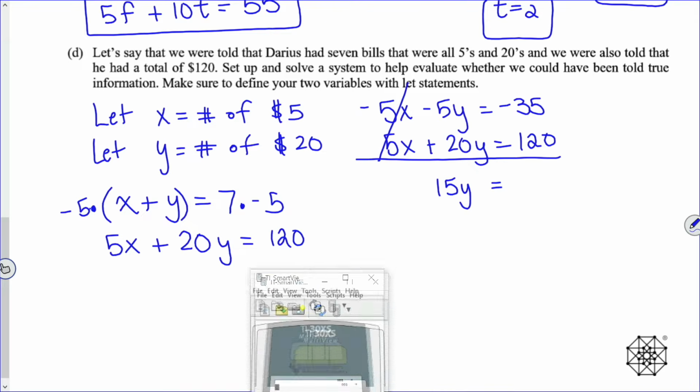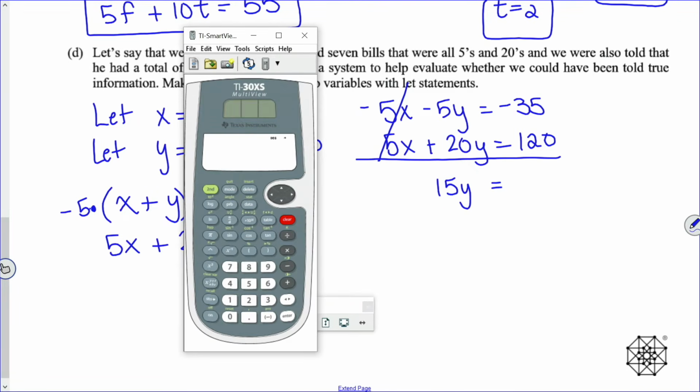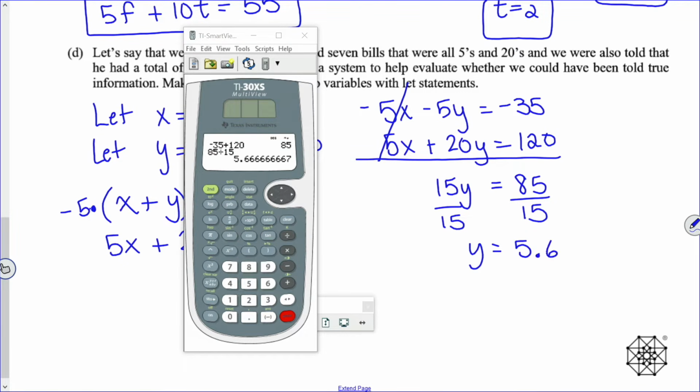I think I'm going to bring out my TI Smart View calculator right now, just because it's early and I'm not feeling like making any mistakes. So I'm going to do -35 plus 120 gives me 85. It's all good. I'm going to divide both sides by 15. So I'll get 85 divided by 15. Enter. And I get the number of $20 bills I have is 5.6 repeated.